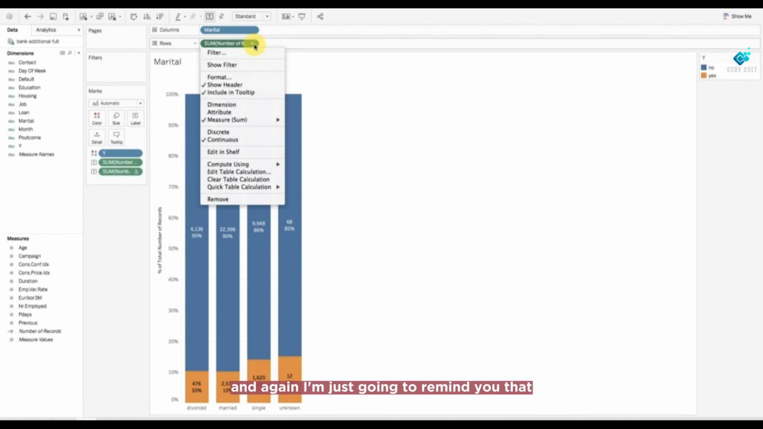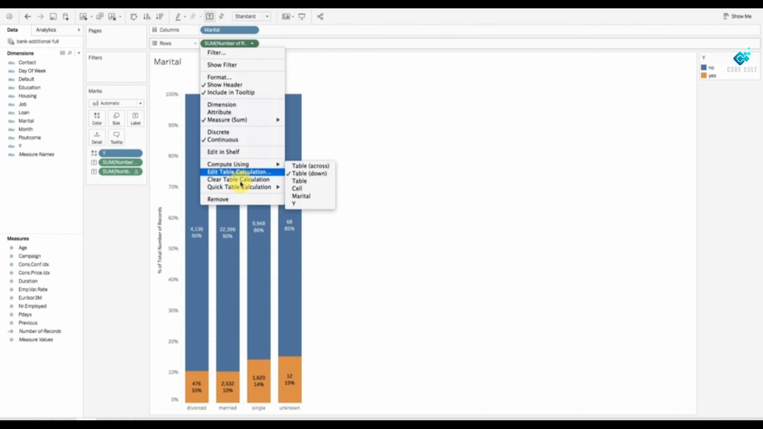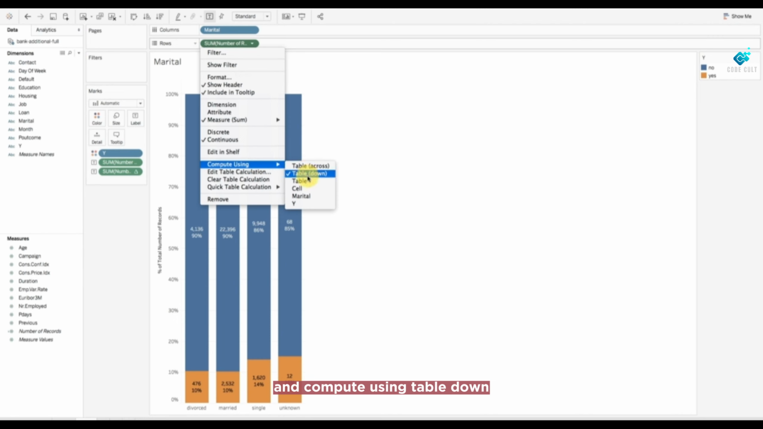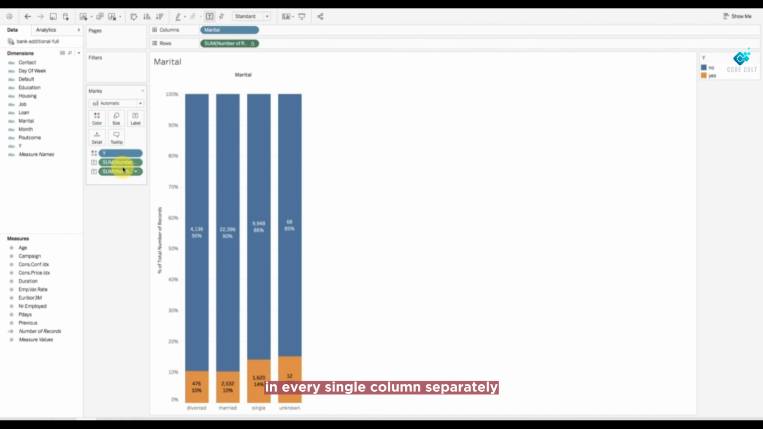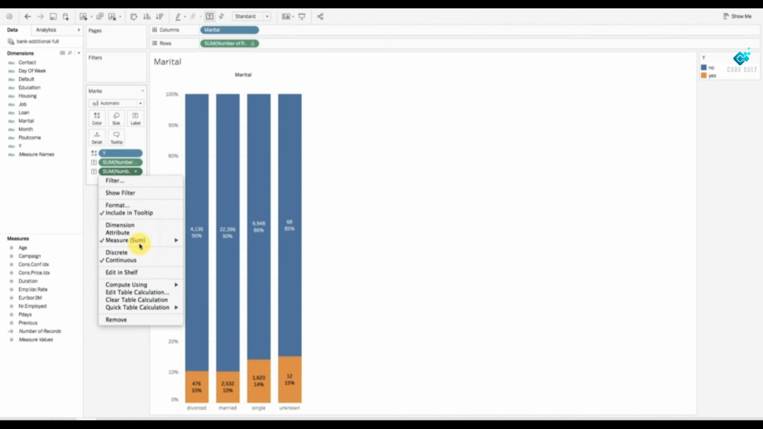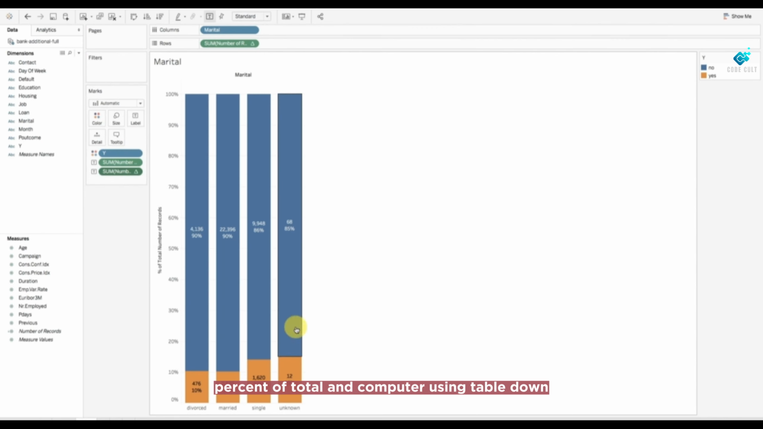And again, I'm just going to remind you to double check what you have here. Quick table calculation, percent of total checked off, and compute using table down. If you have compute using table across, you'll have a different picture. It won't be the same. It has to be table down, meaning that the percentage is calculated in every single column separately. And same here. In this one, you just have the measure sum, but in this one you have quick table calculation, percent of total, and compute using table down.